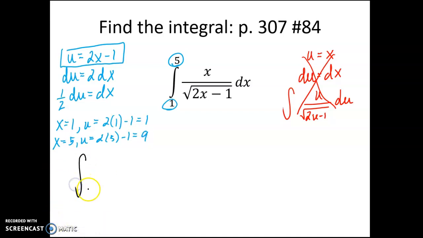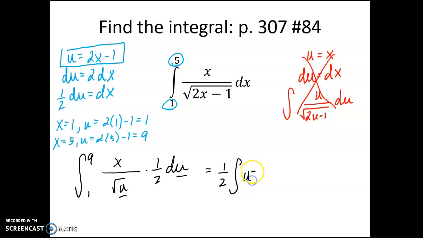Okay, so now I have the integral from 1 to 9, x divided by the square root of u times 1/2 du. So I'm replacing what I can. So now when we look at this, I'm integrating with respect to u, but I still have an x there. Even if I bring this 1/2, my coefficient, out front, I'm going to make that u to the negative 1/2, and now I have du.